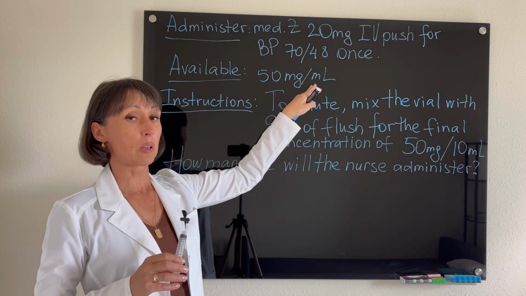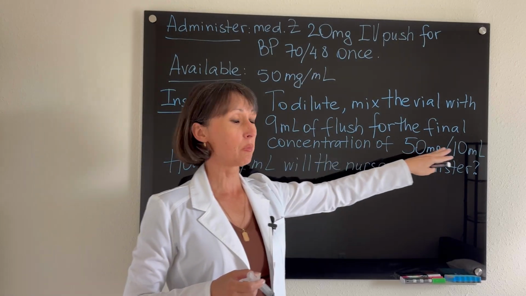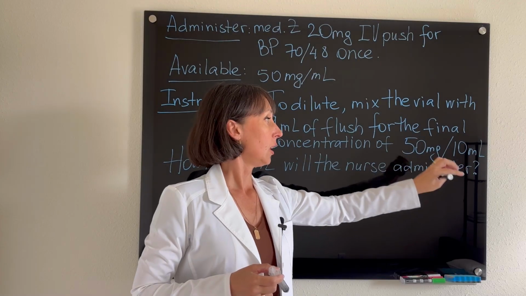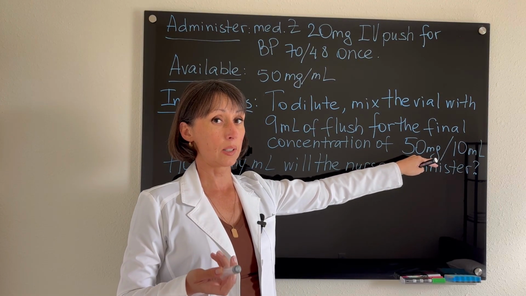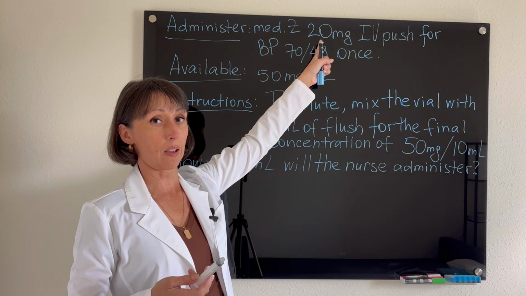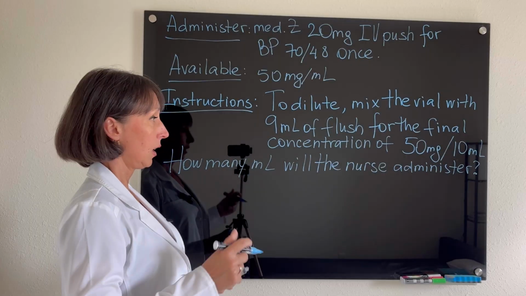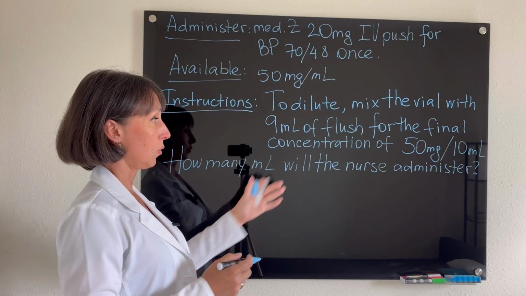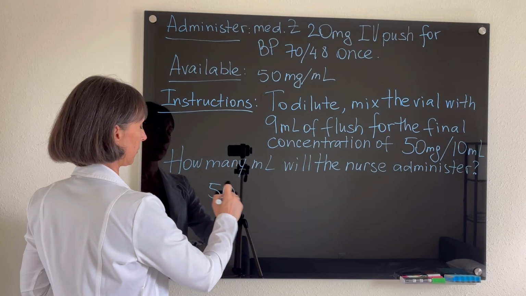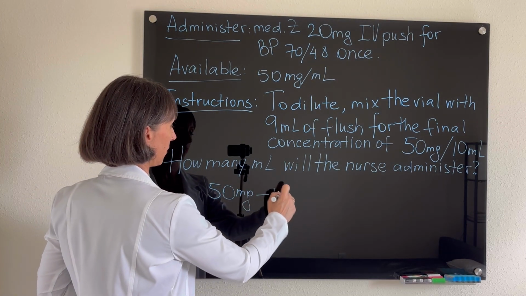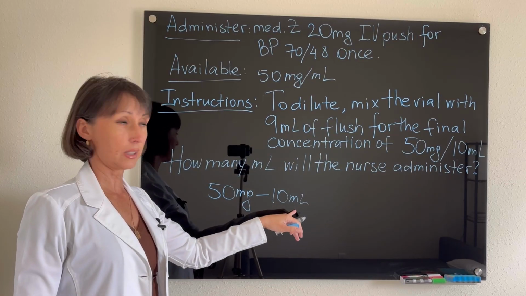It used to be 50 milligram in 1 milliliter. I put 9 mLs of flush in there. Now it's 50 milligram in 10 milliliters. So knowing this concentration, how many milliliters do I administer if I have to give 20 milligram? Let's set it up as a DKP method. And we're going to write first, what do we know? We know that 50 milligrams make 10 milliliters. 50 milligram is 10 milliliters.